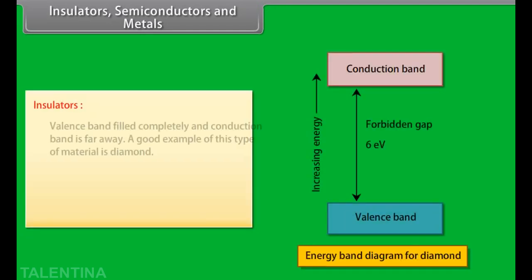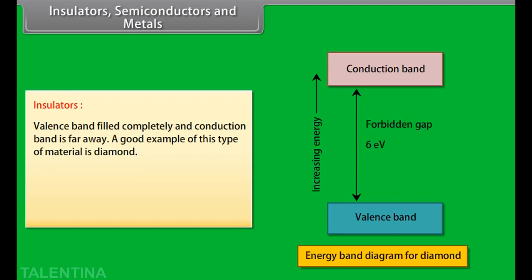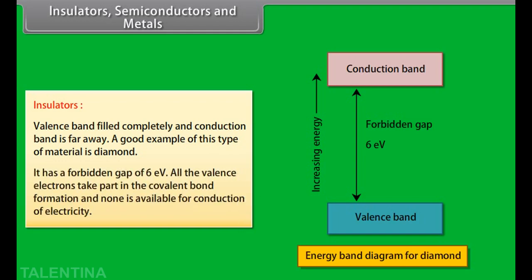Insulators, semiconductors and metals. On the basis of the band theory of solids, solids are classified as insulators, semiconductors and metals. Insulators. Valence band is filled completely and the conduction band is far away. A good example of this type of material is diamond. It has a forbidden gap of 6 electron volts. All the valence electrons take part in covalent bond formation and none is available for conduction of electricity.